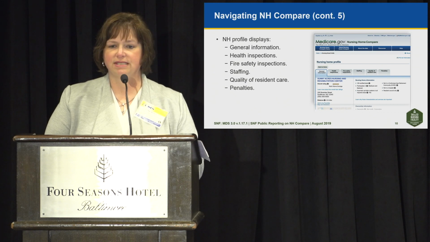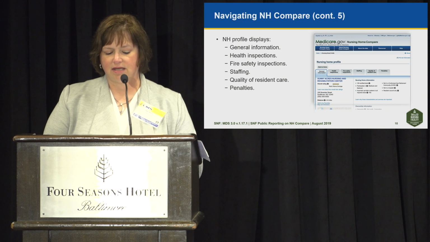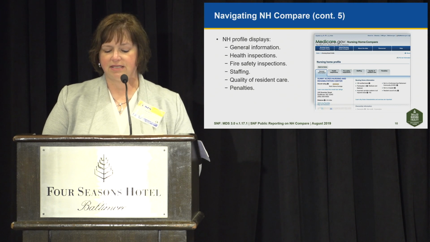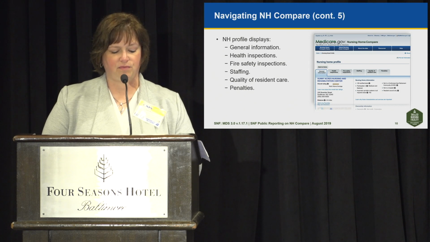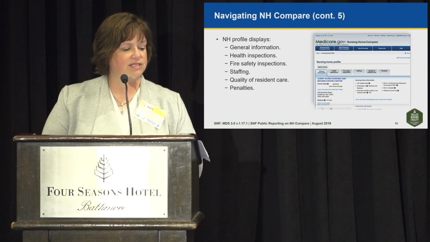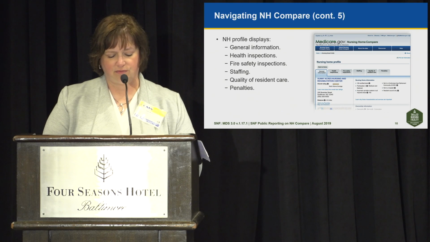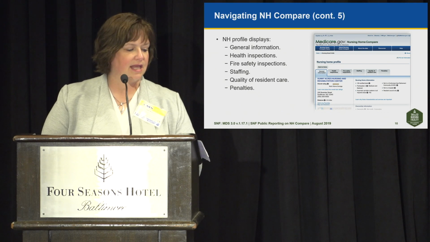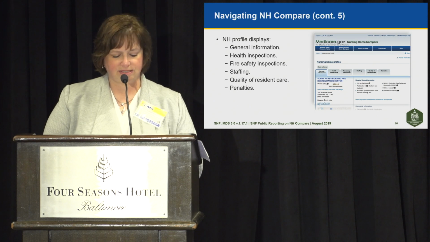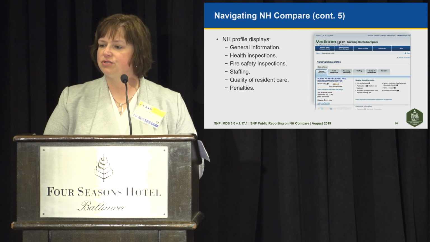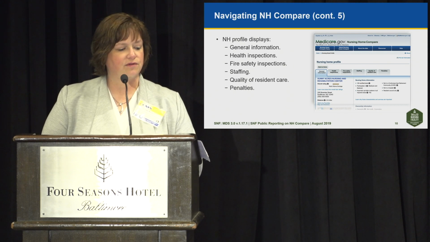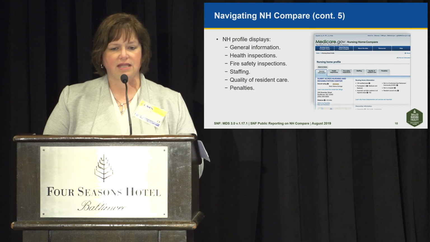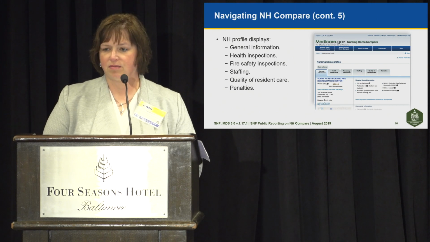The next tab over is the Staffing tab, and this tab will provide information about the different types of nursing home staff and the average amount of time per resident that those staff spend caring for the residents. The next tab is the Quality of Resident Care tab, and this allows you to view quality measure results for the MDS 3.0 quality measures, the SNF QRP quality measures, and the claims-based measures that are publicly reported.